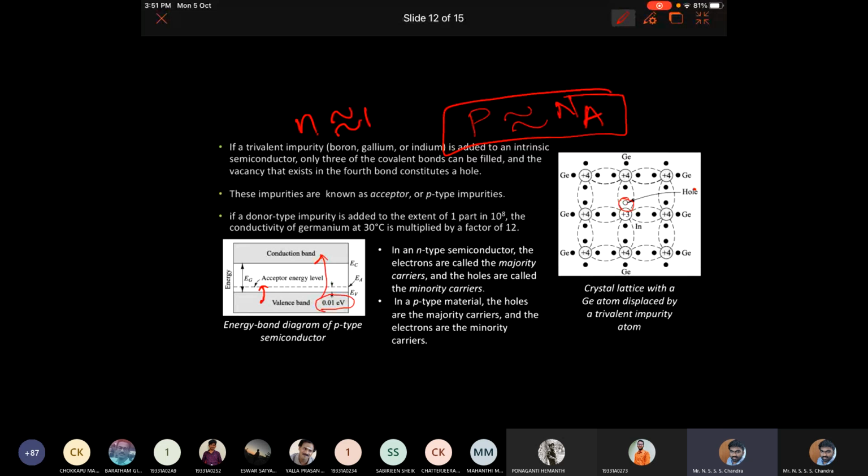So you have two equations: N is nearly equal to the donor atoms, P is nearly equal to the acceptor atoms.